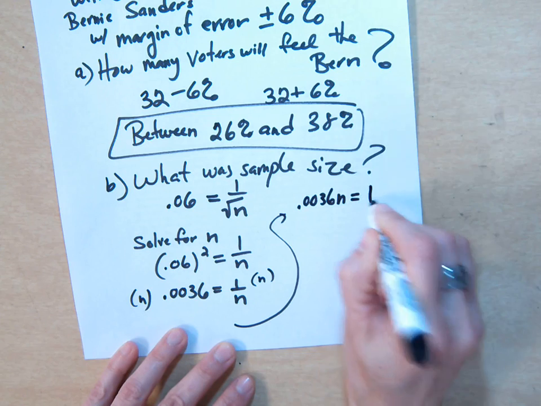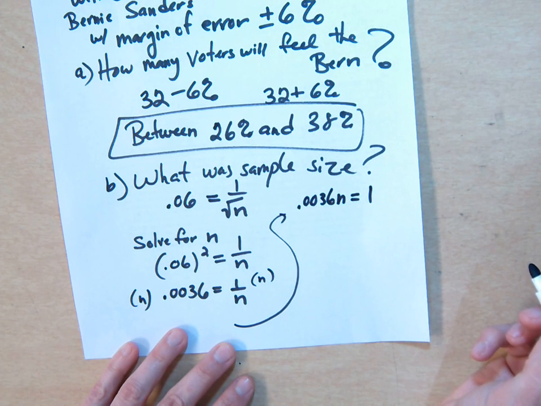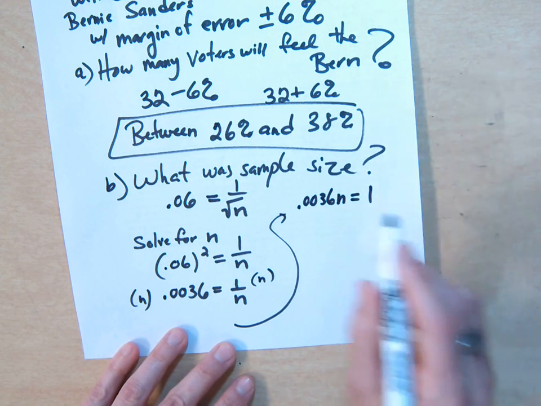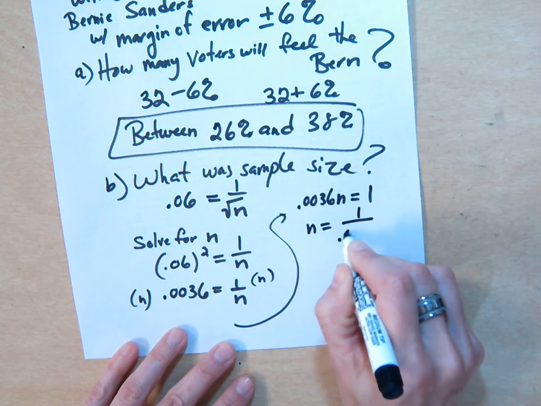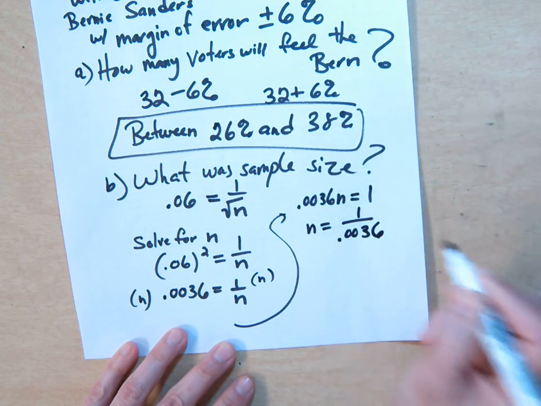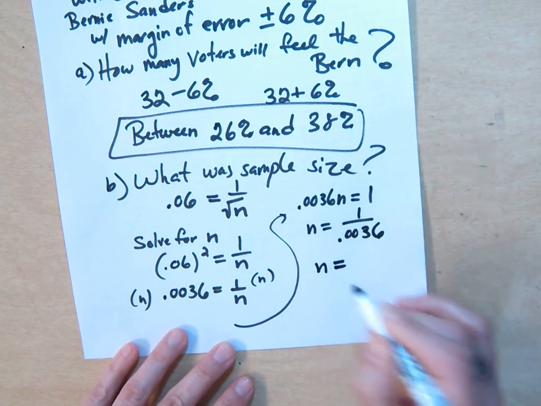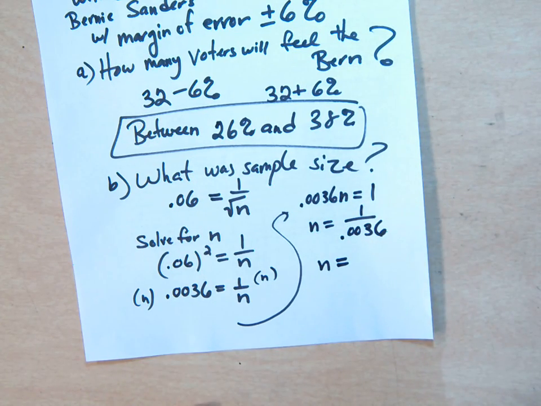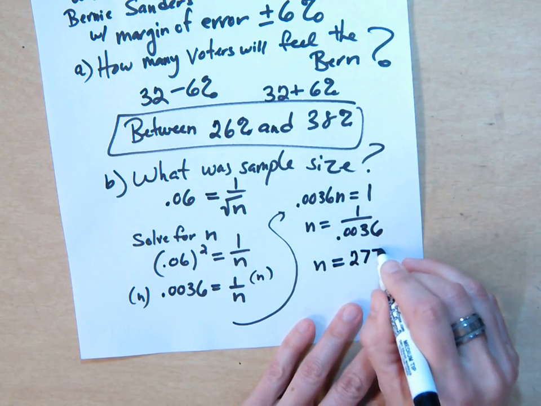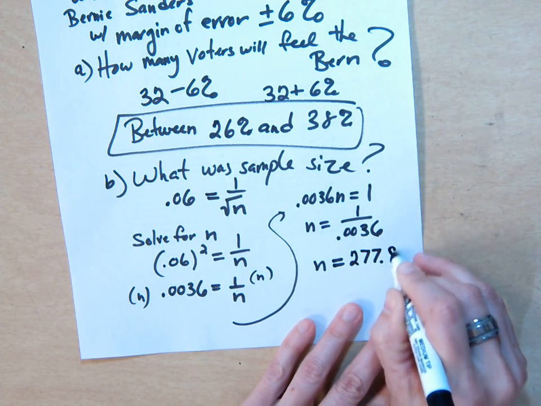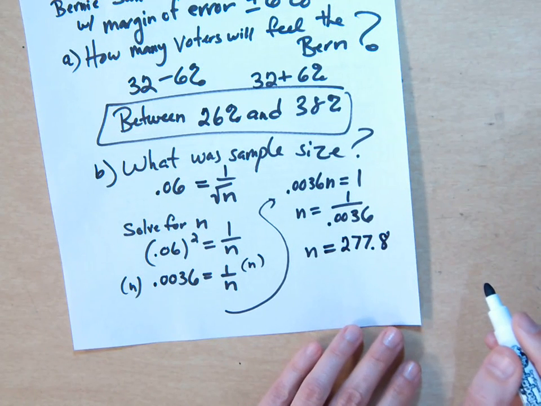0.0036n equals 1. And then you divide both sides by 0.0036, right? So your answer is 1 over 0.0036. If you do it carefully, one step at a time, you will get 277.8. Can we have that many people?